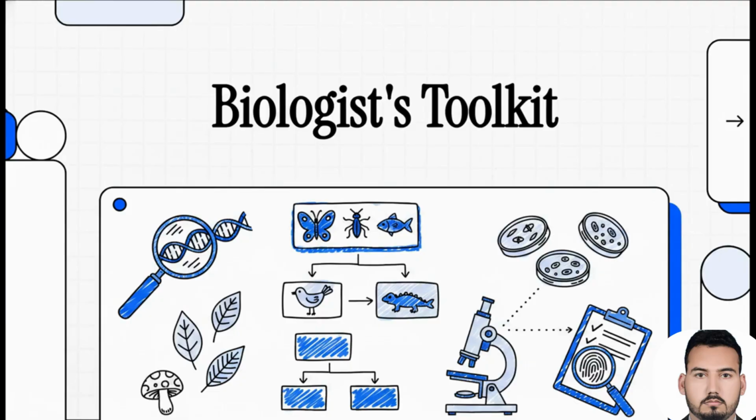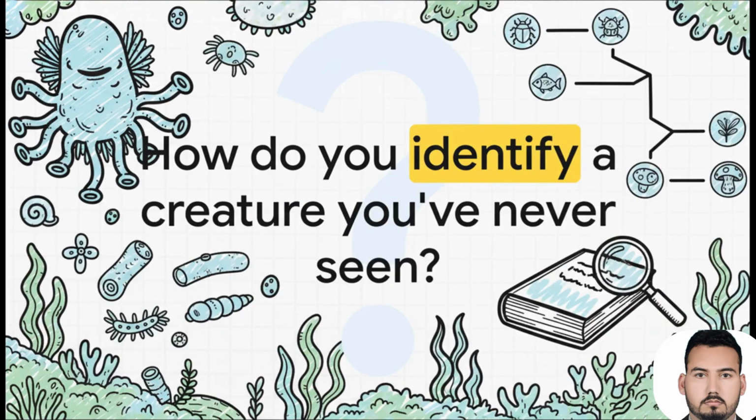For the next few minutes, I actually want you to completely change how you see yourself. You're not just a viewer right now. You, my friend, are a biological detective. Today, we're opening up the Biologist Toolkit to learn one of the absolute most vital scientific skills out there, how to actively identify, categorize, and really make sense of the living world around us. Okay, let's dive right into this.